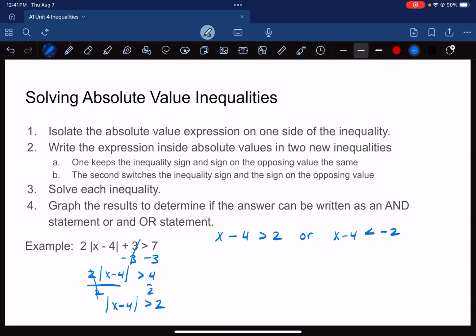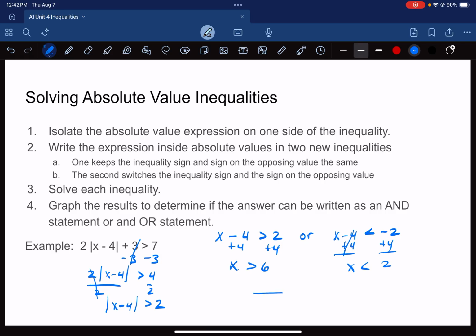So think about the number line. If I'm counting 2 units away from 0, I'm going to count 2 to the right, and that's positive 2, so anything greater than that. Or 2 to the left, anything less than that. Okay, but now you've got to add your 4 in both cases to finish solving here. So I get 6, and then we get 2. So this one says x has to be greater than 6, or x has to be less than 2.